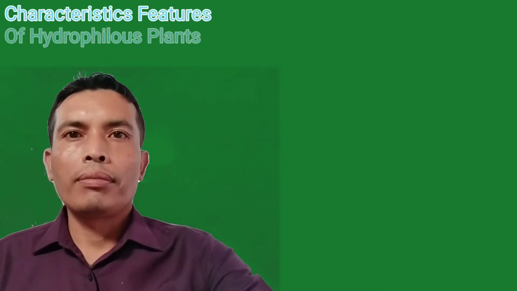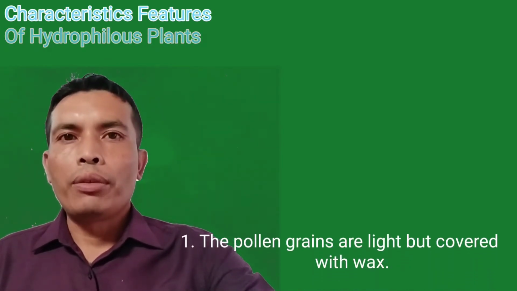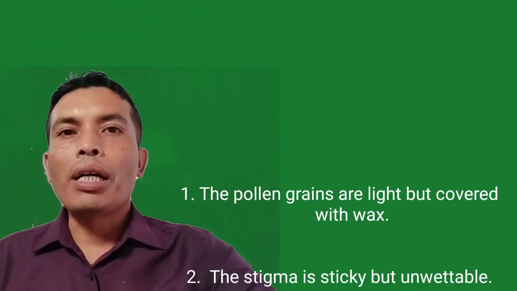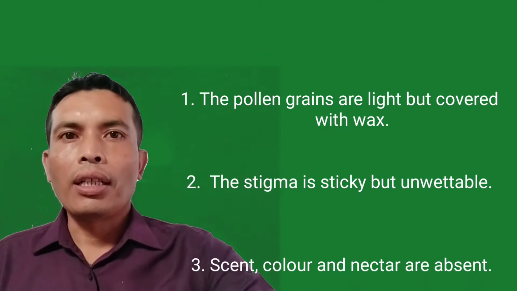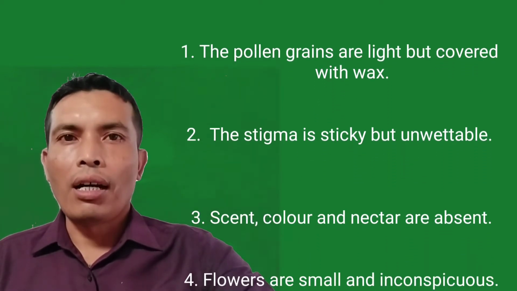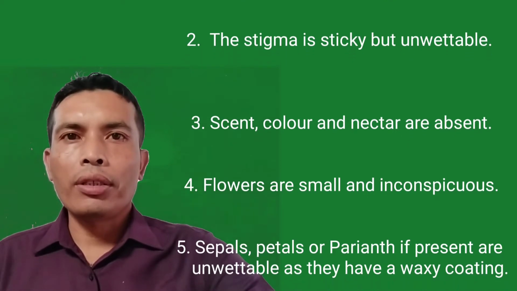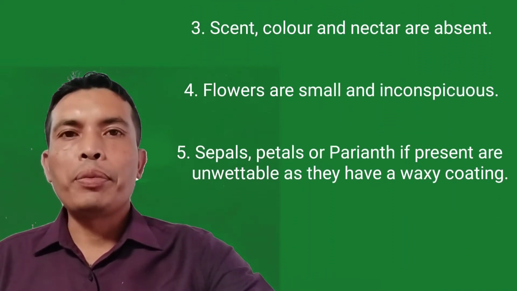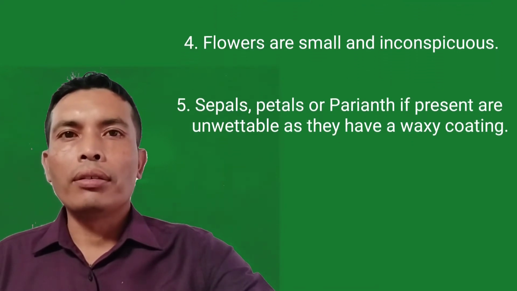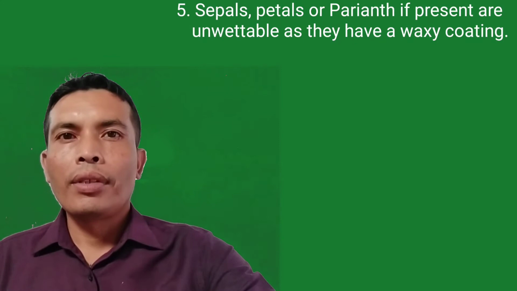So let us know some characters of hydrophilous flowers. The pollen grains are light but covered with wax. The stigma is sticky but unwettable. Scent, color and nectar are absent. Flowers are small and inconspicuous. Sepals, petals or perianth, if present, are unwettable as they have a waxy coating.